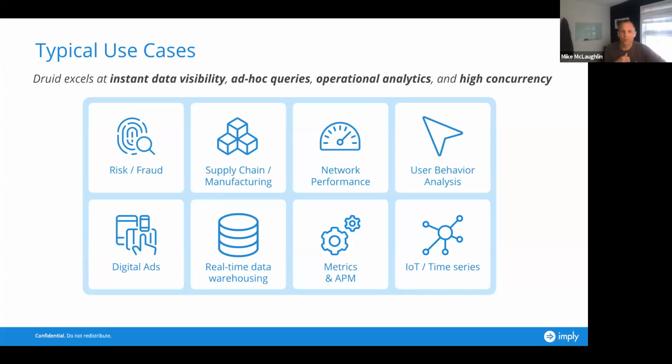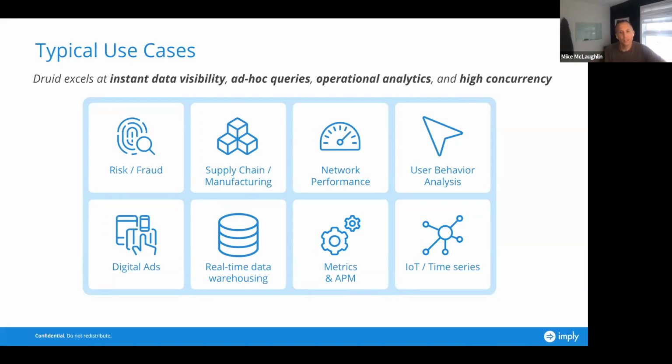Digital ads is the other really popular use case. Digital advertising is where Druid got its start, so it's a natural fit for Apache Druid. I'll talk a little bit about that in a second. Real-time data warehousing, we talked through that with the hot, cold and warm use cases.